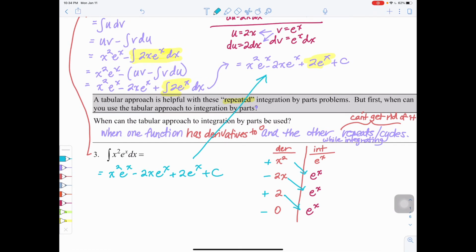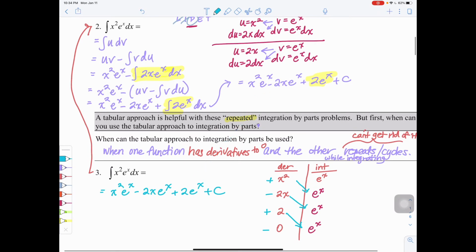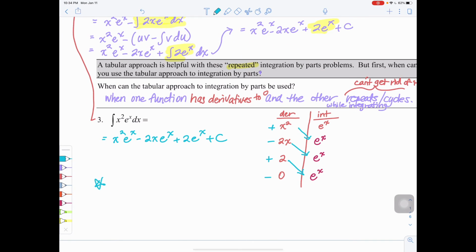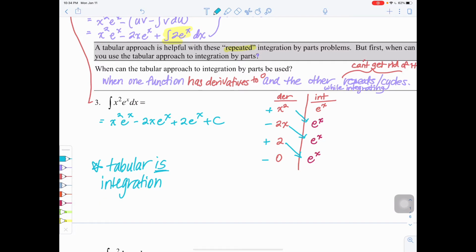Yes. So you can decide if you like tabular or if you like the parts formula. But I want to also mention that tabular is parts. So don't think that if I asked what method you would use, partial fractions, completing the square, or integration by parts, the choice isn't there because you would use tabular. Tabular is integration by parts. It's just a different approach and a much nicer approach.